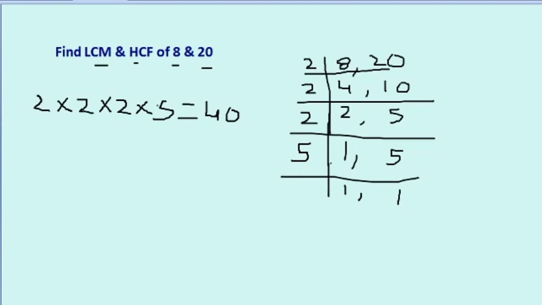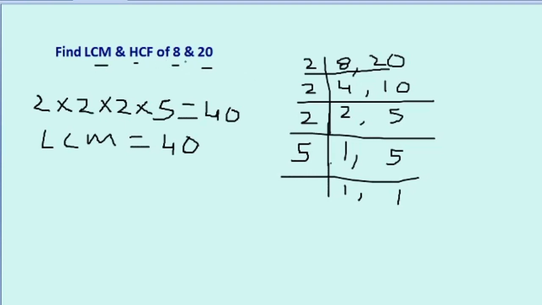Okay, there are other methods also. I will tell you about them later on. So 2 into 2 is 4, 4 into 2 is 8, 8 into 5 is 40. So we can say that LCM is equal to 40.